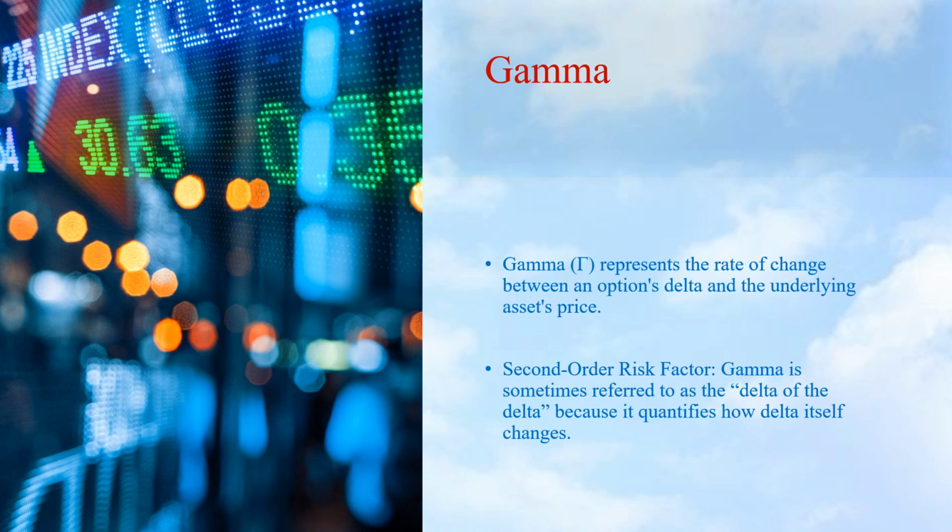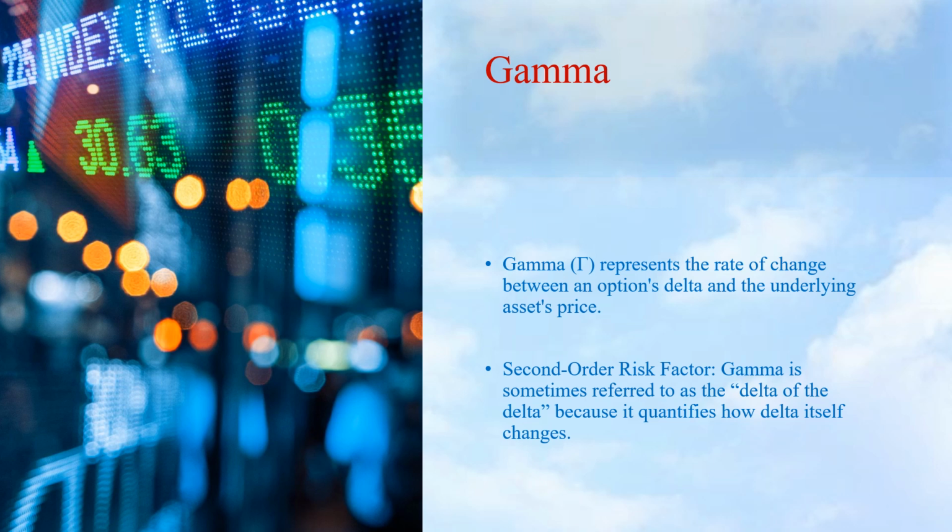Then the gamma. The gamma refers to how much the speed of the delta changes. Whether the speed is high or low, it will be decided by the gamma. So it is called the second order risk factor. Otherwise, it is also called delta of delta because it provides the speed. In other words, it provides the trader with the understanding of how an option's delta will change over time.